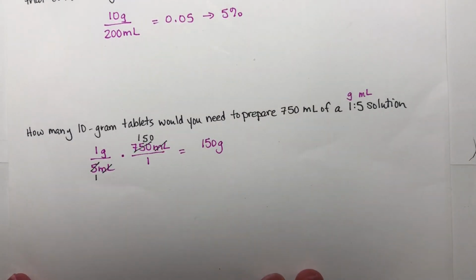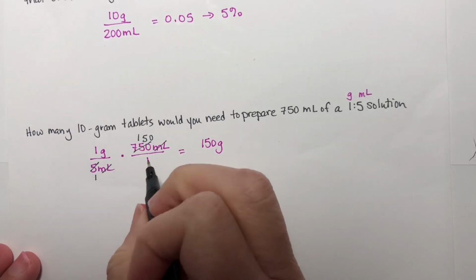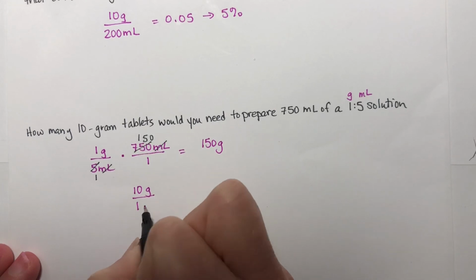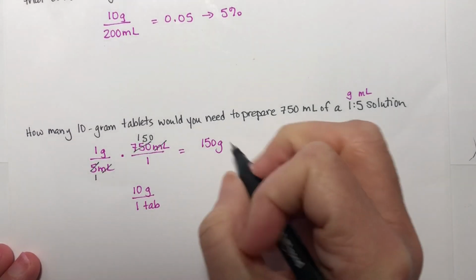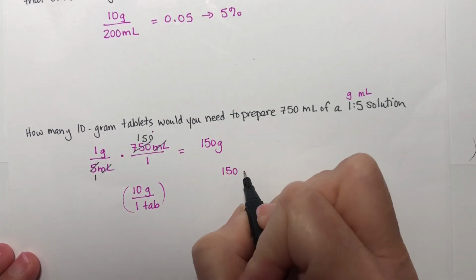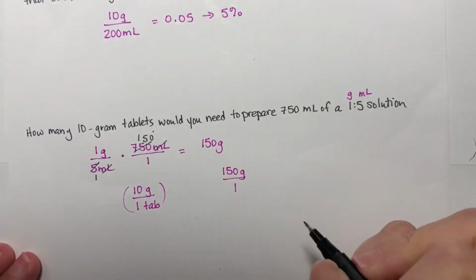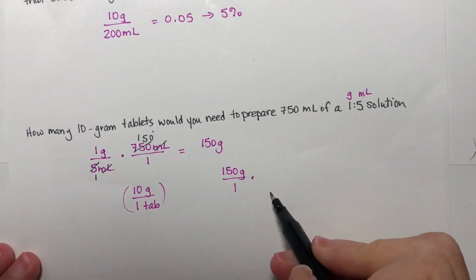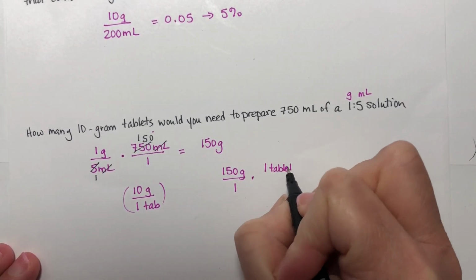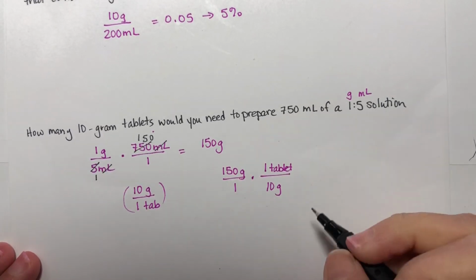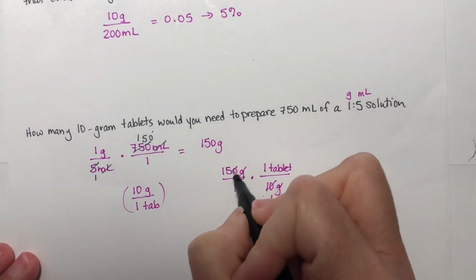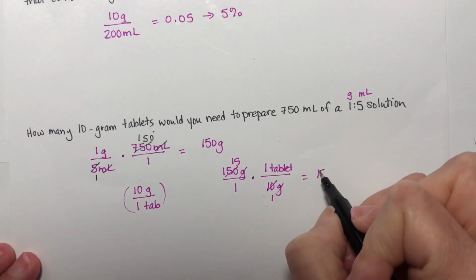Now I'm supposed to find out how many tablets that would be. All right. I have 10 grams for every 1 tablet, right? So my order is 150 grams, and I want to use this. Now I want my grams to cancel out so I can have tablets in the top. So I'm going to put 1 tablet in the top over 10 grams for each tablet. The grams cancel. If I divide this by 10, I get a 1. Divide this by 10, I get a 15. Your answer is 15 tablets.